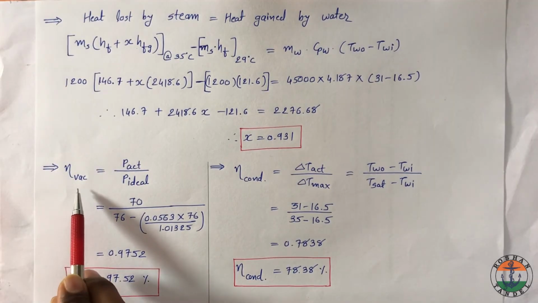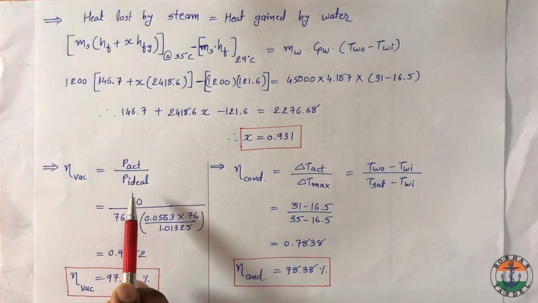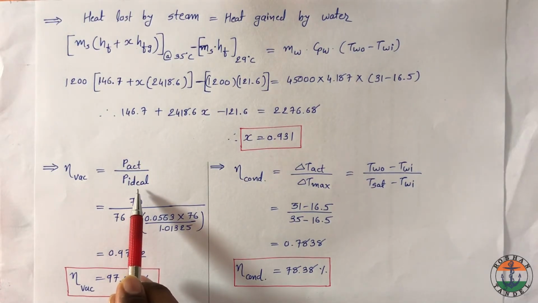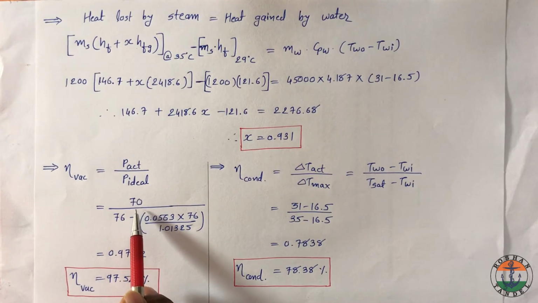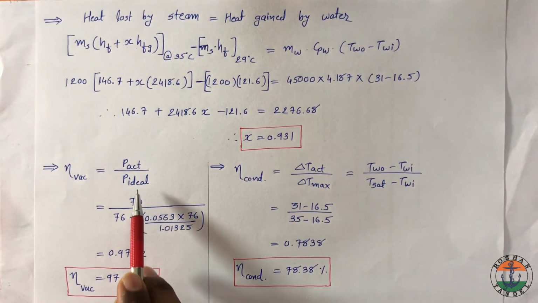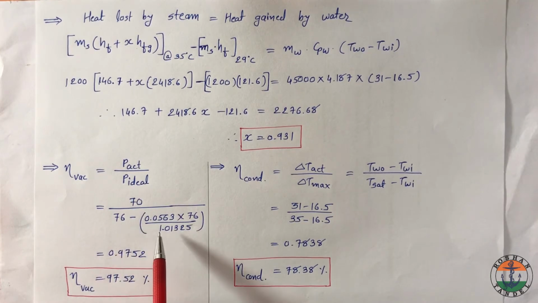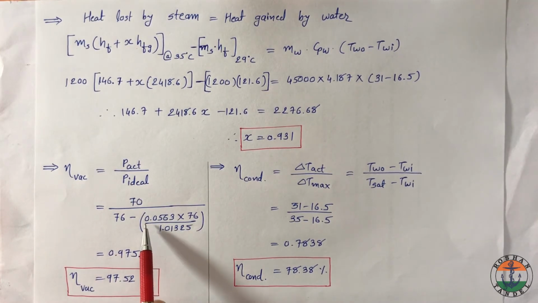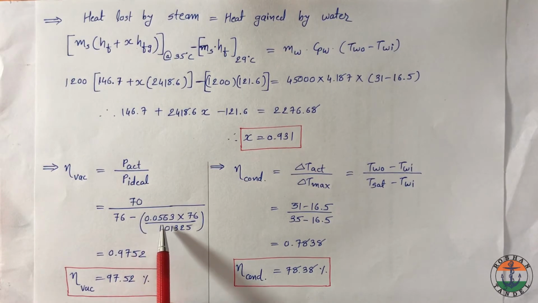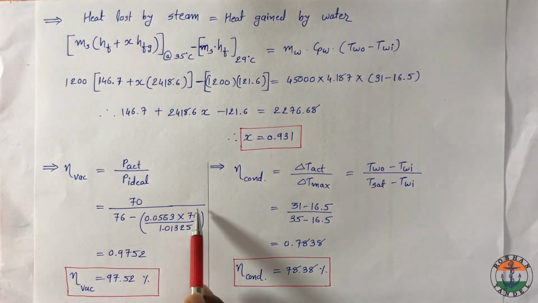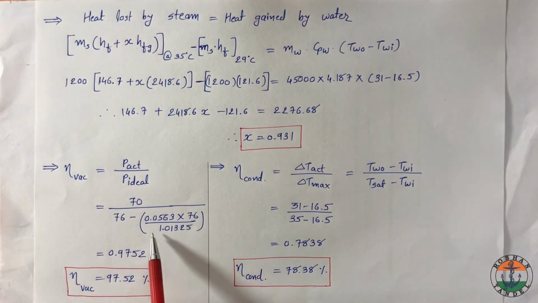Now, vacuum efficiency can be calculated as P actual divided by P ideal. Value of actual vacuum is already given, 70 cm of Hg. Ideal vacuum is barometer reading minus PS. We have the value of PS in bar. So, convert this value in centimeter of Hg by multiplying this factor. You will get vacuum efficiency as 97.52%.